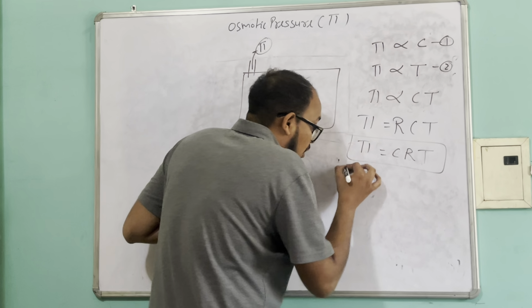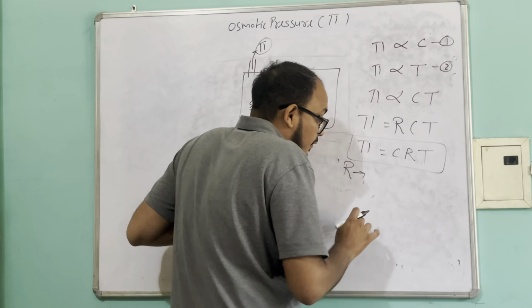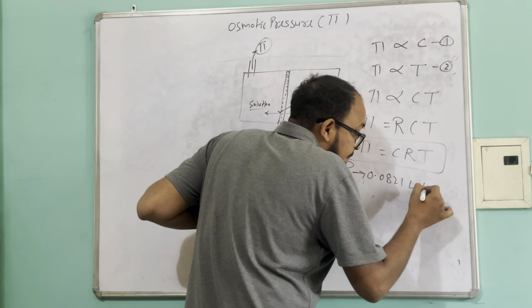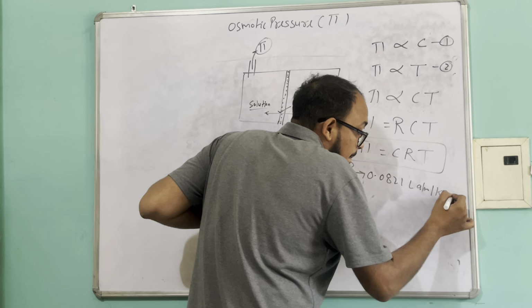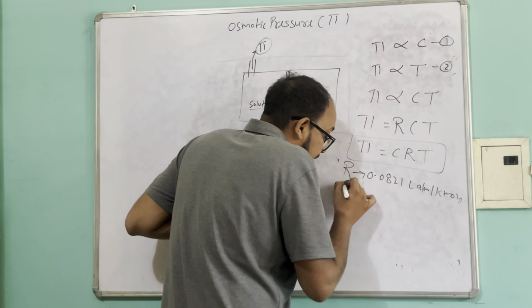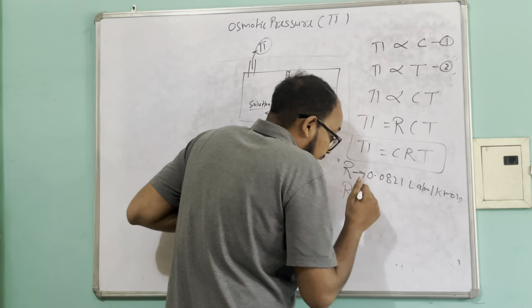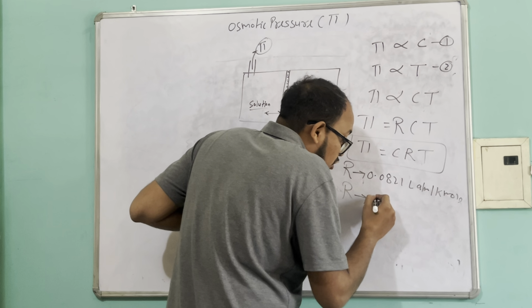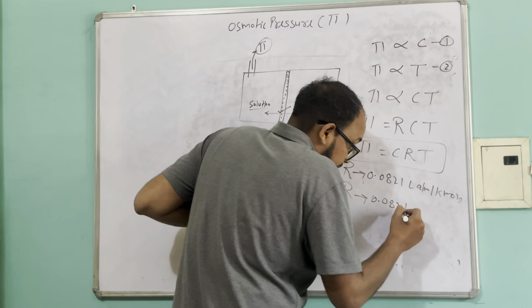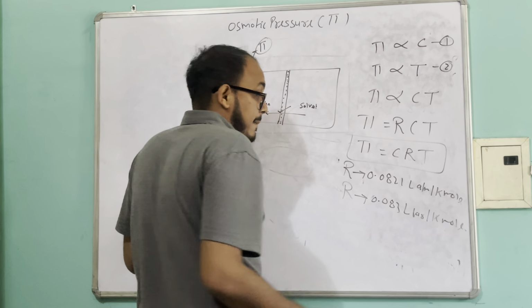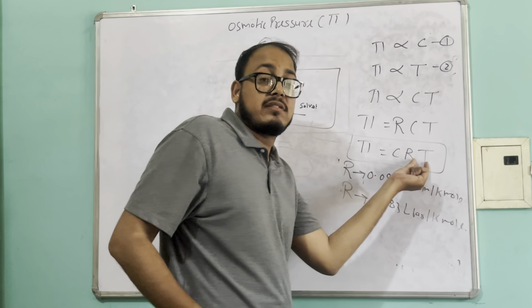So what is the value of R? The value of R is 0.0821 liter atm per Kelvin per mole, if the pressure is in atm. If the pressure is in bar, then R is 0.083 liter bar per Kelvin per mole, and you have to apply the temperature in Kelvin.